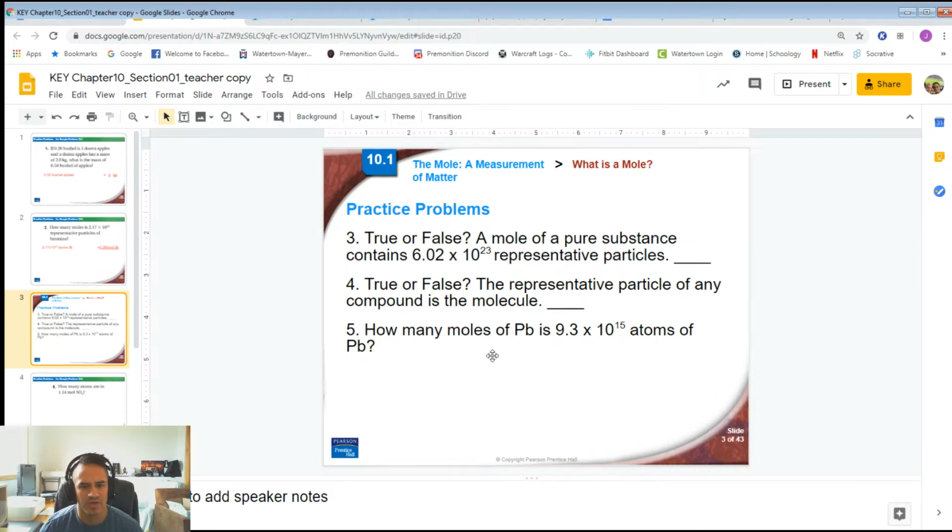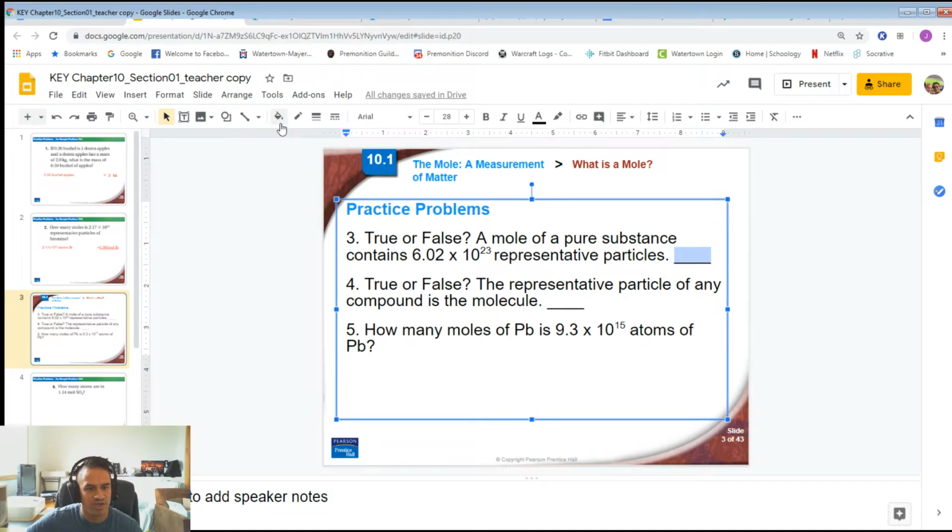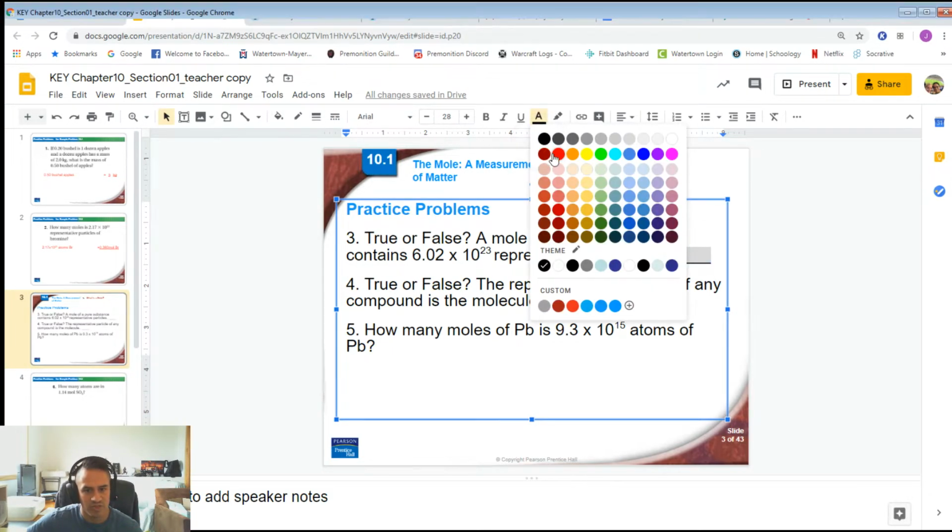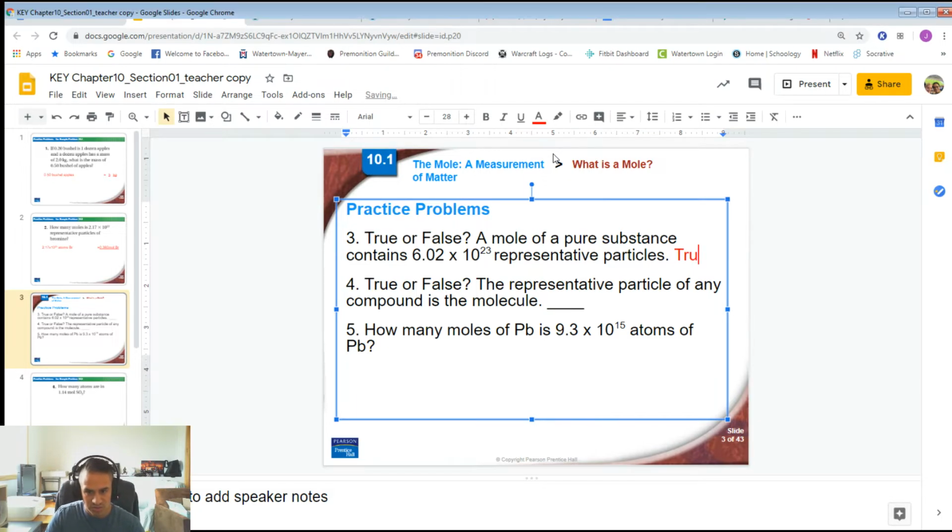True or false? A mole of a pure substance contains 6.02 times 10 to the 23rd representative particles. That is true. That is, by definition, what a mole means. So that is true.